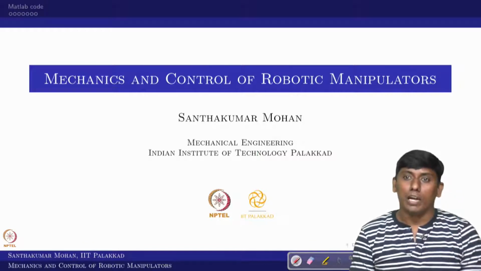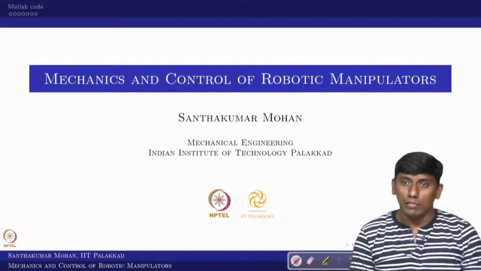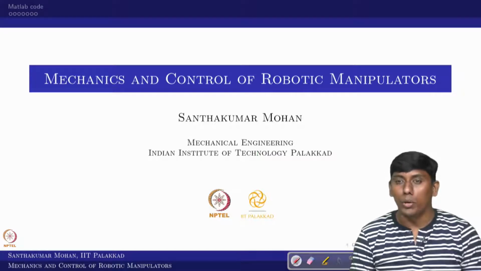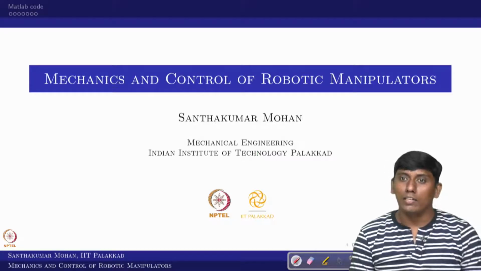Last few classes we have seen how to derive the equation of motion, and in that two popular methods we have seen. One is Lagrange-Euler, the other one is Newton-Euler. I said Newton-Euler is better from the computational perspective. So in this particular lecture we are going to see how to derive the equation of motion for a given example using the Newton-Euler method with the help of MATLAB codes.